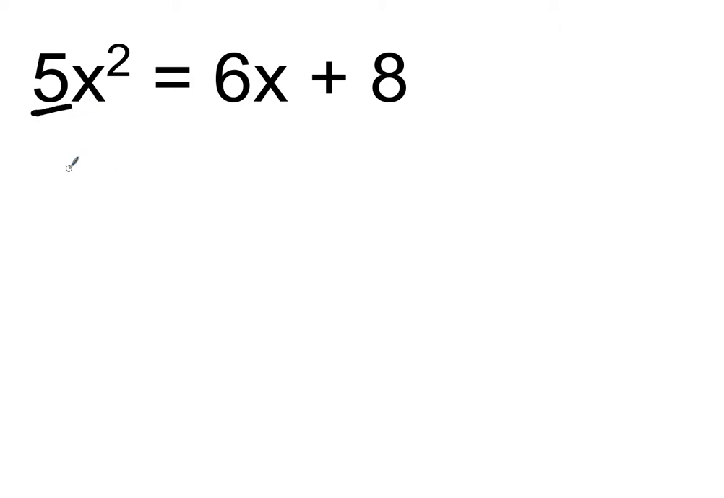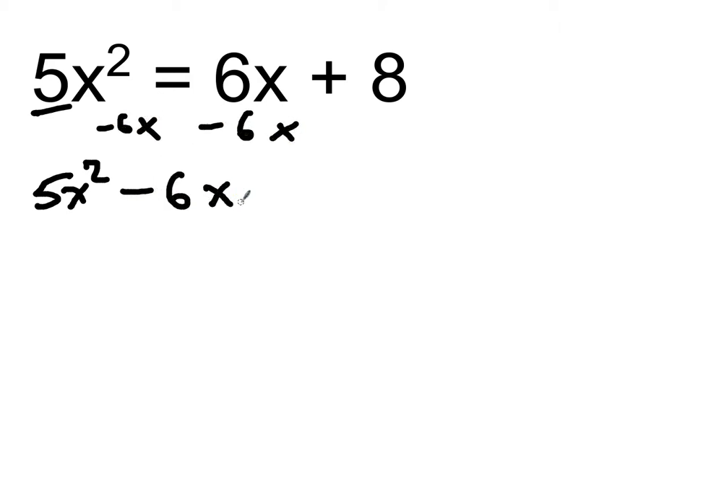So this is how you solve this. First of all, let's rewrite this with the 6x on the other side. 5x squared, subtract 6x from both sides. So 5x squared minus 6x is equal to 8. You could move the 8 over here, but when you complete the square, you often move that last term back, so we're just going to leave it on the other side.